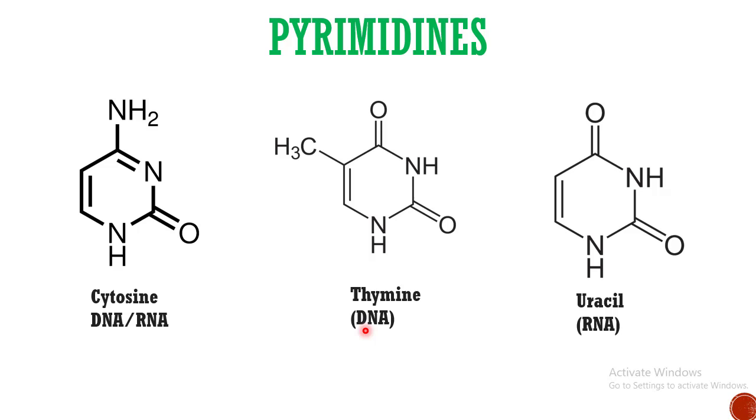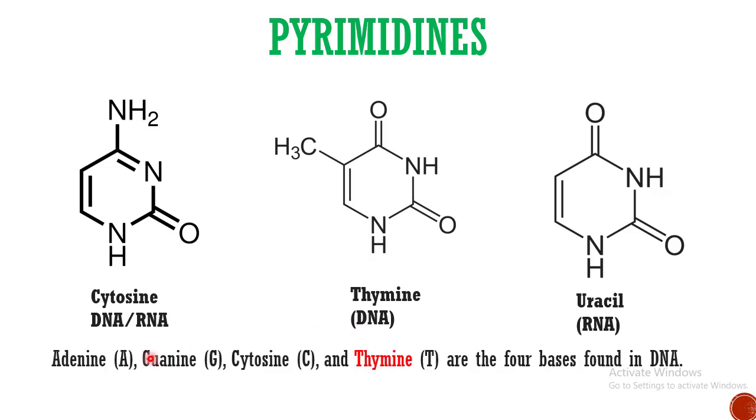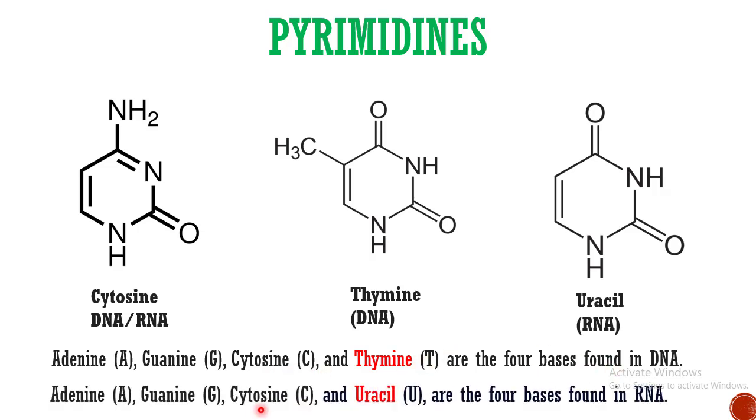So when you talk about the nitrogenous bases, you can say that adenine, guanine, cytosine, and thymine are the four bases found in the DNA, and adenine, guanine, cytosine, and uracil are the four bases found in the RNA. So if you look at the difference between the DNA and the RNA with respect to the nitrogenous bases, the only difference is that the DNA has thymine, and the RNA has uracil, and the other three nitrogenous bases are the same in the DNA and the RNA.